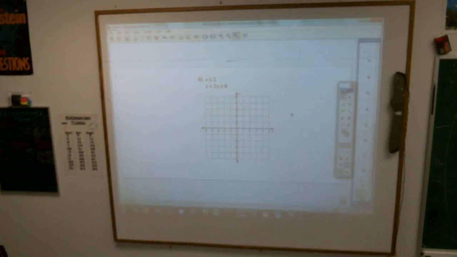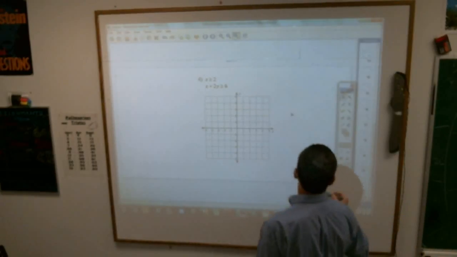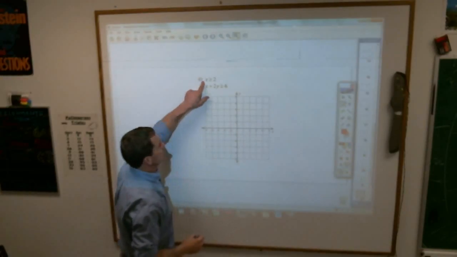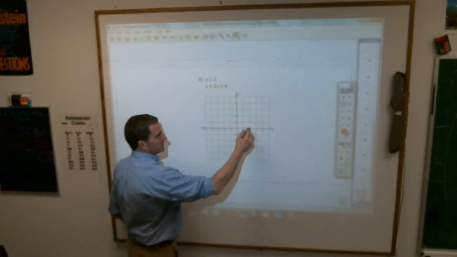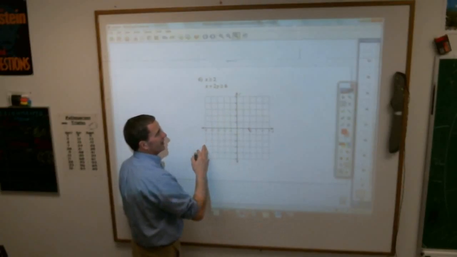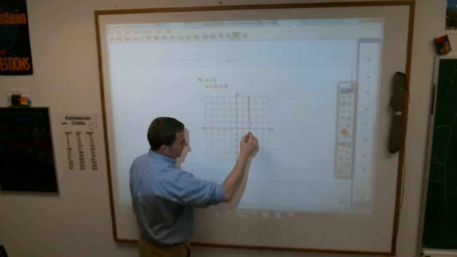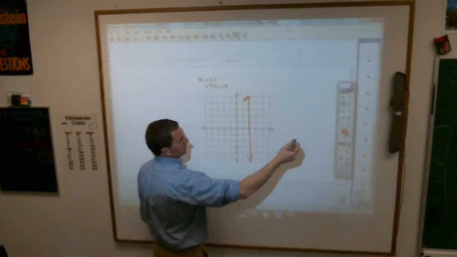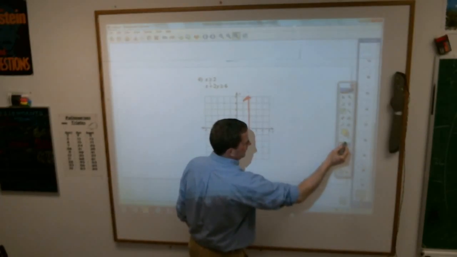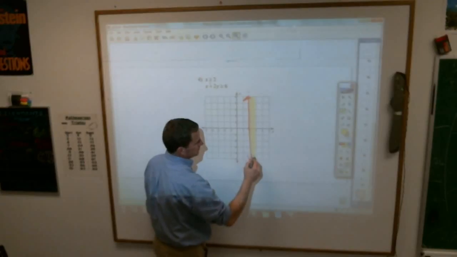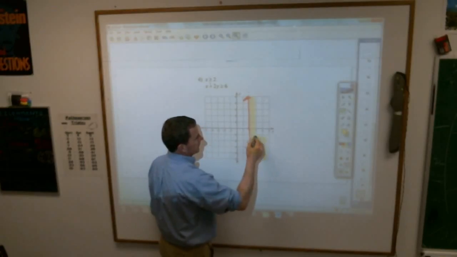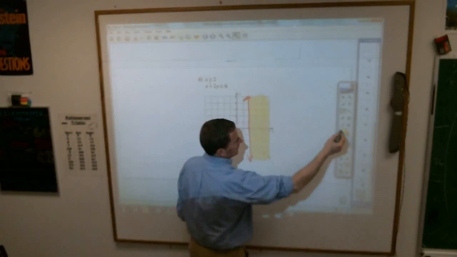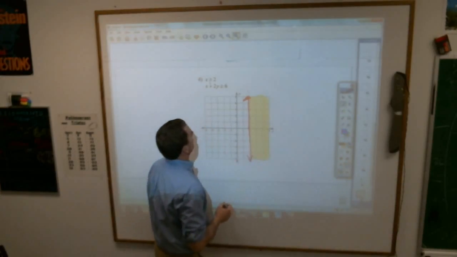Ready for this one? Here we go. First one, x is greater than or equal to 2. Here's where x is 2. No matter what y is, x is always going to be 2, so you have that straight line right there. And it is always greater than, so you are going to shade this greater than side, where x keeps getting bigger. So far, so good.